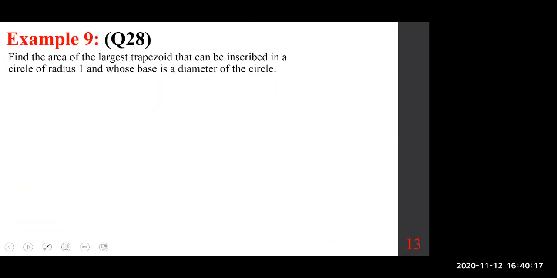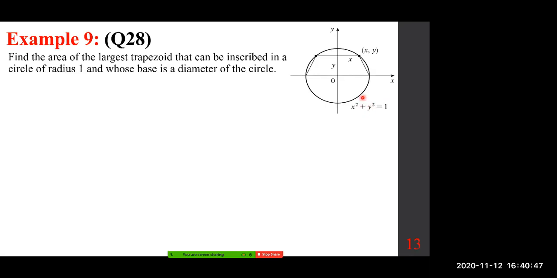All right, we want to find the area of the largest trapezoid that can be inscribed in a circle of radius 1 and whose base is the diameter of the circle. So if you go with basically the unit circle and inscribe this here, looking like this. So we are looking at the unit circle, okay, class? So this is your unit circle.